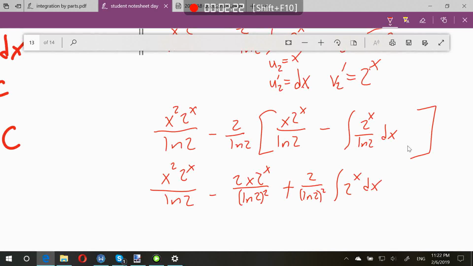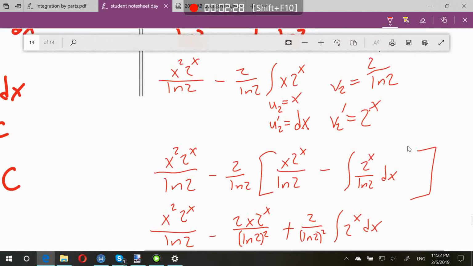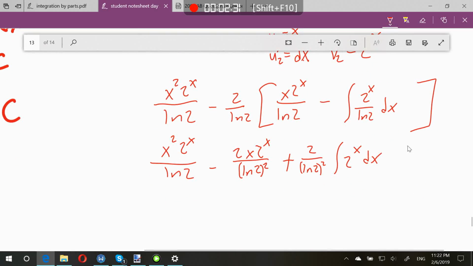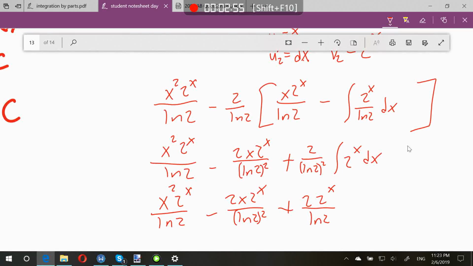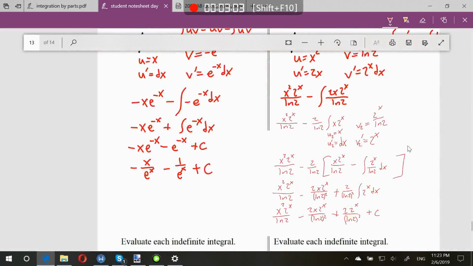Okay, I only have one part left, and we've already integrated 2 to the x 2 times now. If I integrate 2 to the x, we should get 2 to the x over ln 2. So I'm going to make that substitution here, and we'll be done. So x squared 2 to the x over ln 2 minus 2x 2 to the x over ln 2 squared plus 2 times 2 to the x over ln 2 squared times ln 2 is ln 2 cubed plus c. Okay, I'm going to zoom out so we can see the whole thing.